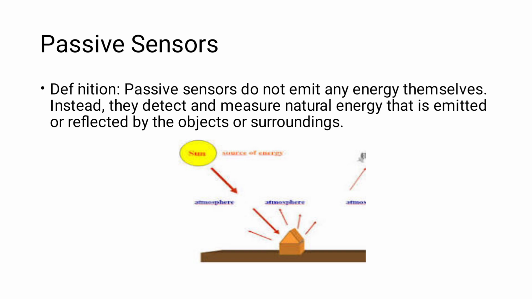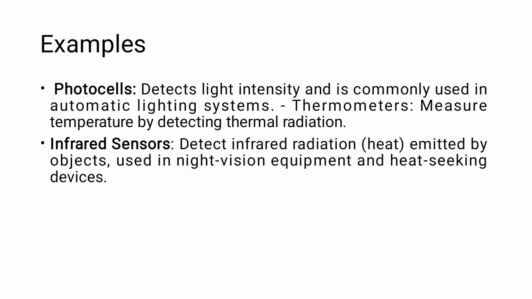Passive sensors do not emit energy themselves. Instead, they detect and measure the natural energy that is emitted or reflected by the object or surroundings. Examples: photocell, thermometer, infrared sensor. A photocell detects light intensity and is commonly used in automatic lighting systems. A thermometer measures temperature by detecting thermal radiation.